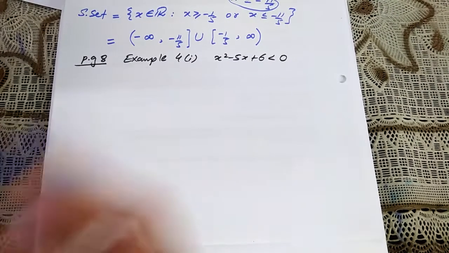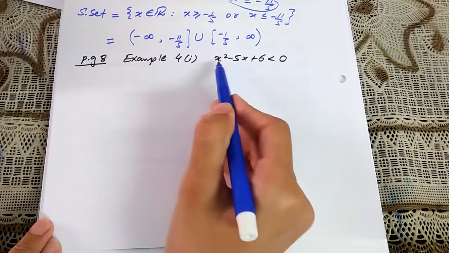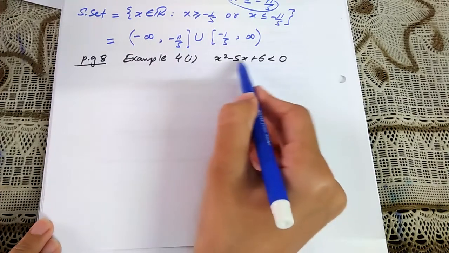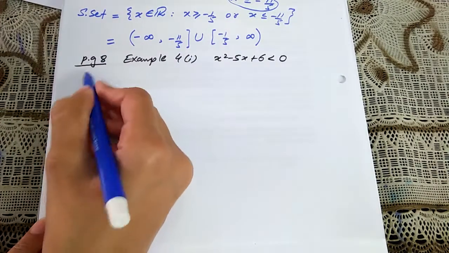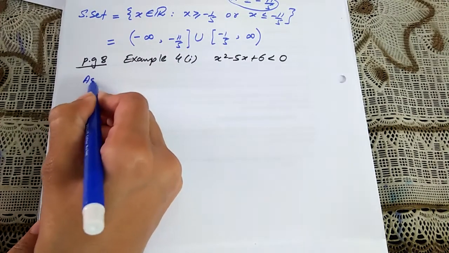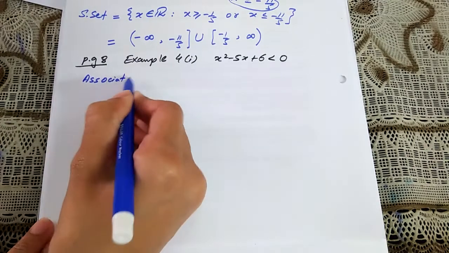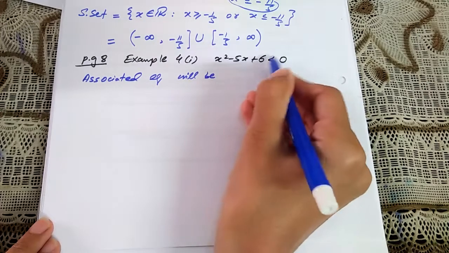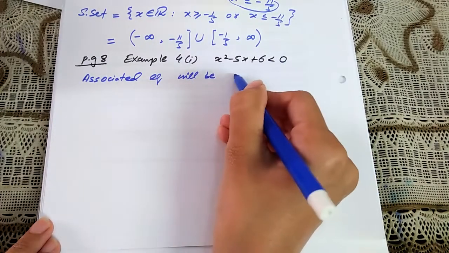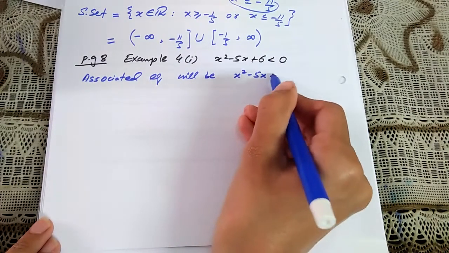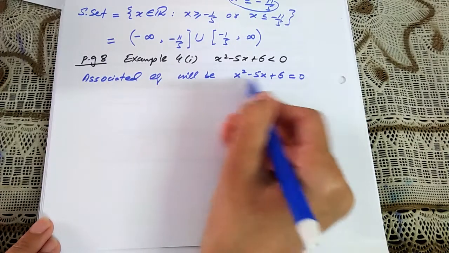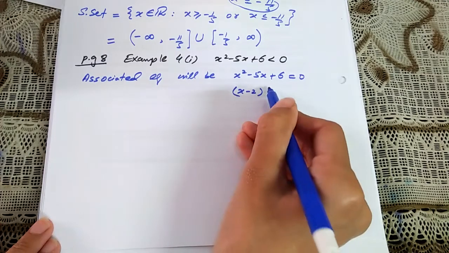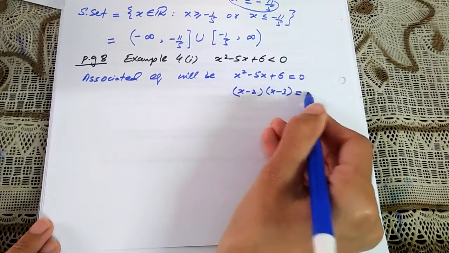Example number 4 part 1 that is given on page number 8. x square minus 5x plus 6 is less than 0. Now here we have a quadratic inequality. First of all, we will write its associated equation. Associated equation will be, just remove this inequality and write the equal sign. This will be x square minus 5x plus 6 equals 0. Now factorize it. After the factorization, we'll get x minus 2 multiplied by x minus 3 equals 0.